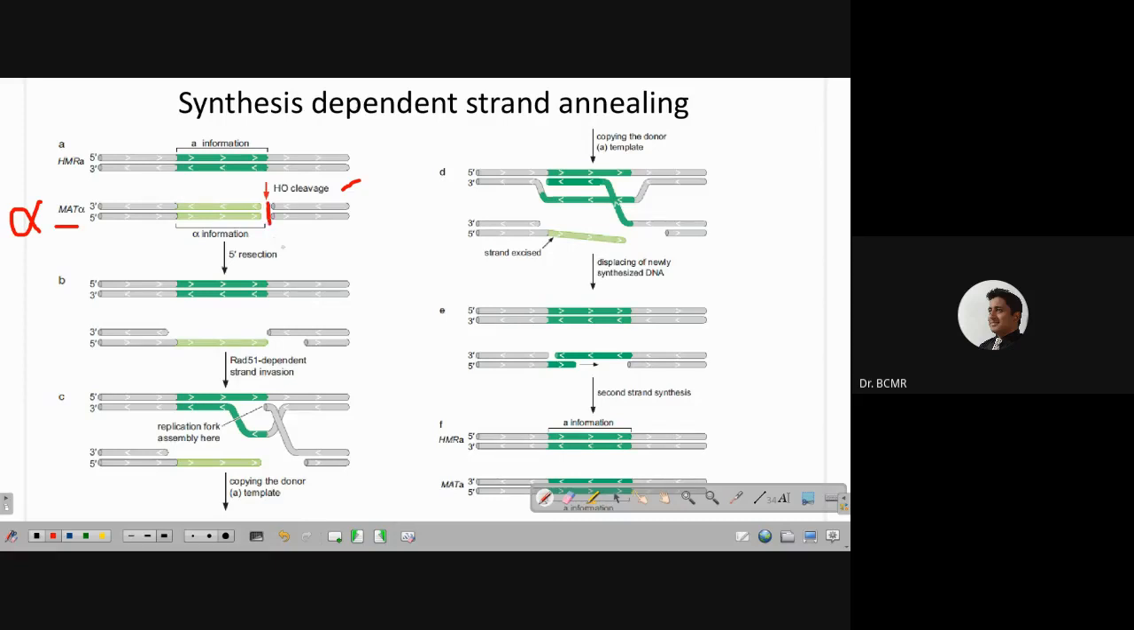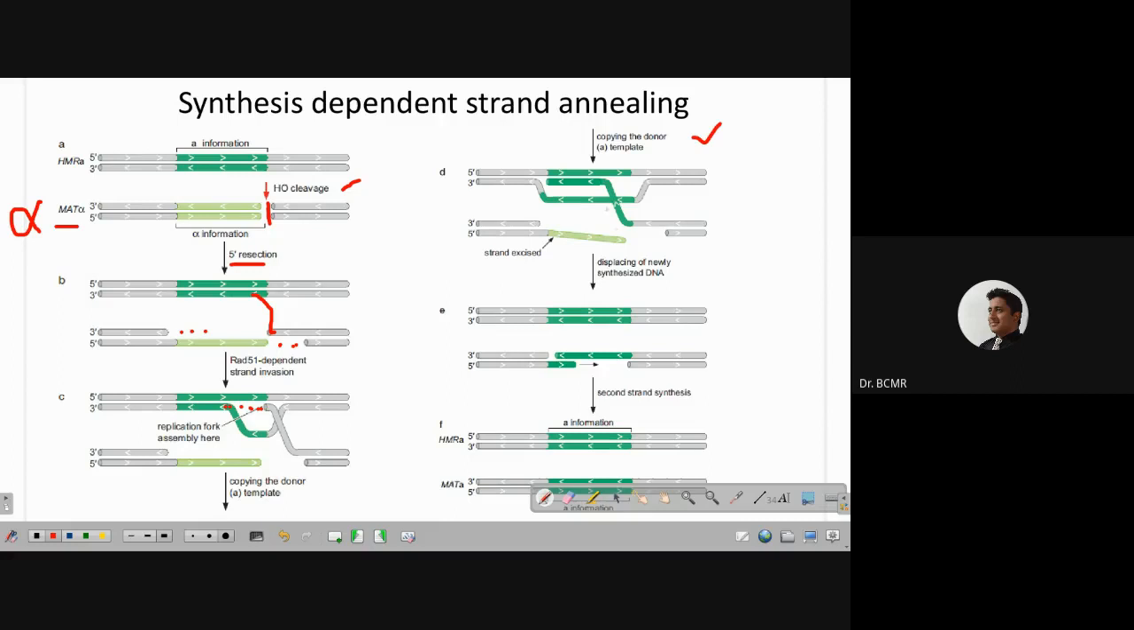Then this is processed, that is 5' resection, which means the 5' DNA parts are broken down. This region was broken down, and also here. This allows the generation of 3' strands. One of these 3' strands will make a strand invasion to the HMR A region like this. And here you have a replication fork, right? The DNA polymerase will keep synthesizing it this way. And now we are at this stage here.